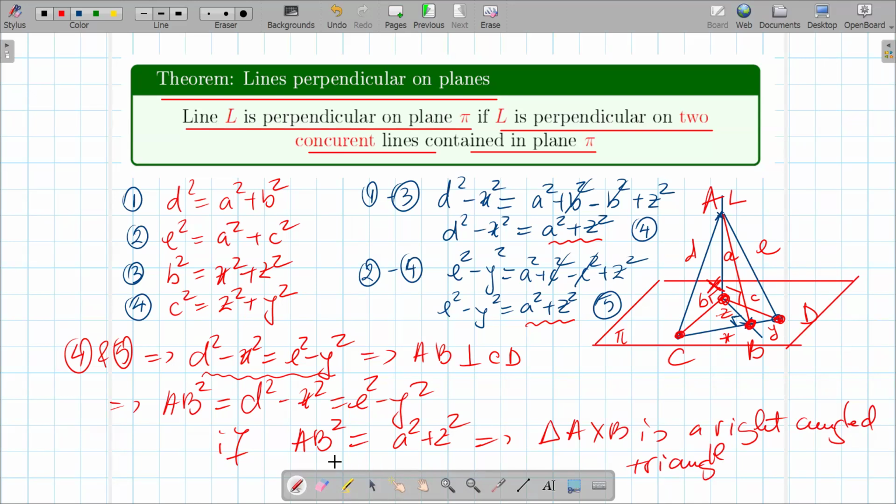But this relationship is clear, right? Because a squared plus z squared, we have it right here, is equal to d squared minus x squared, which is right here, so it's equal to AB squared. So that means that we actually proved that this right angle, AXB, is indeed a right angle. So our line L is perpendicular on every single line in that plane pi if it's perpendicular on 2 concurrent lines in the plane. All right?